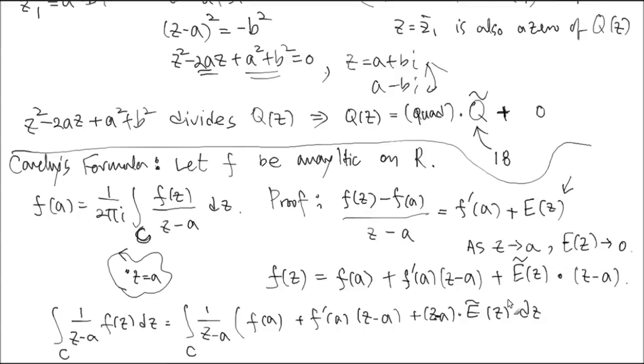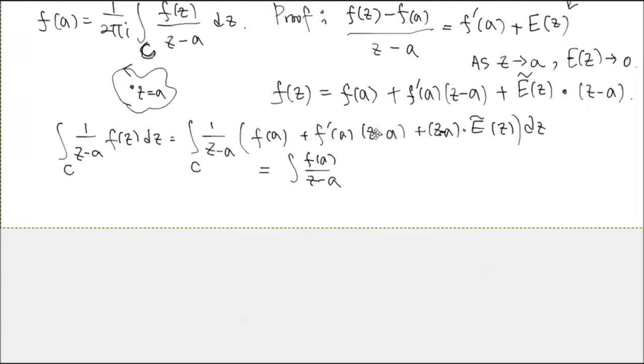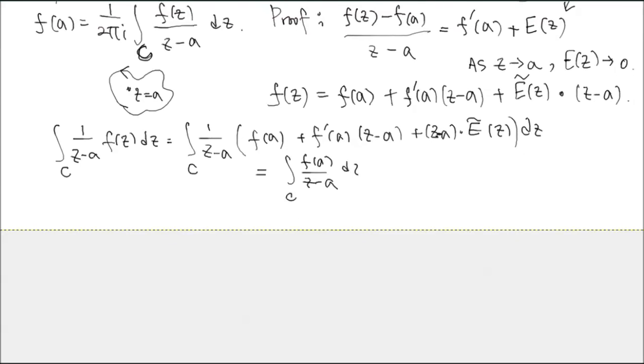But let's look at this part in here. You distribute it here. You see the f of a picks up 1 over z minus a. I'll lift it up in here, c dz. You see that? Before that was f of z. Now it's a constant, right? It's a constant. Next part is that the c and z minus a cancel, right? It's just a constant, f prime of a, dz. How about the next one? Z minus a and z minus a cancel, and it's just E tilde of z dz in there, right?